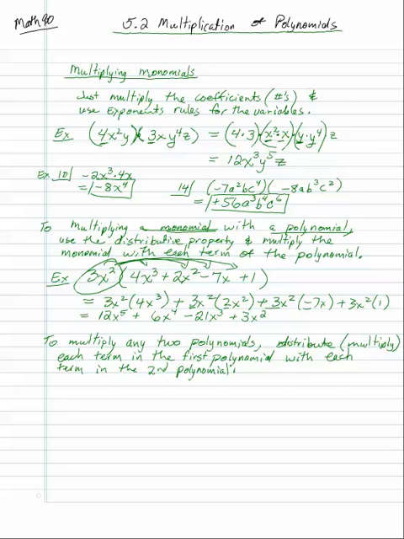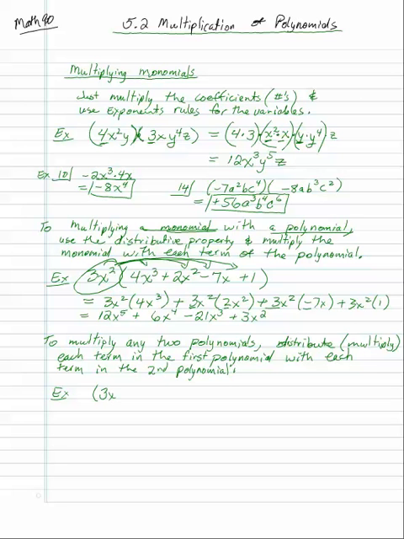Alright, so now a little more general, if I want to multiply any two polynomials, so 2 terms with 2 terms, 3 terms with 2 terms, 5 terms with 5 terms, doesn't matter, any two polynomials, we're just going to use this distributive law again, and you're going to multiply each term in the first polynomial with each term in the second polynomial. So let's look at an example.